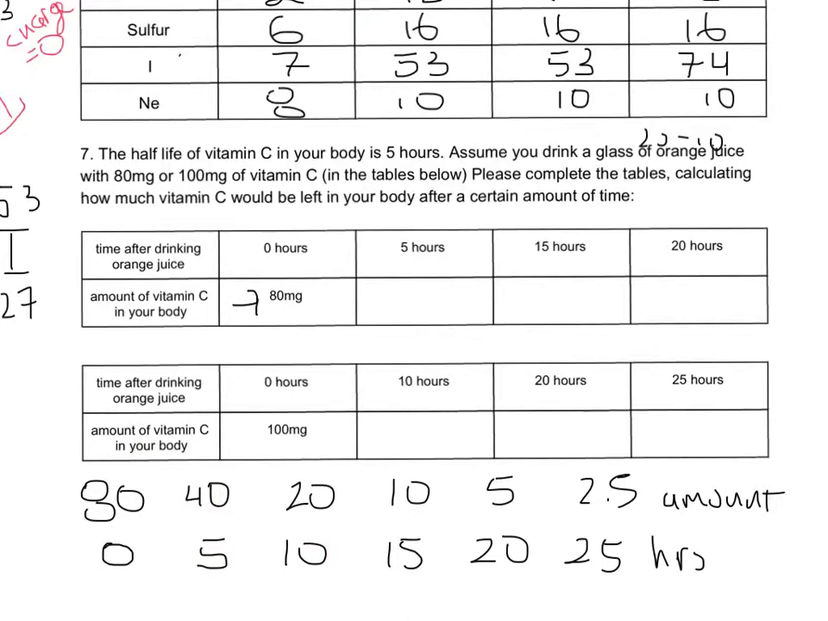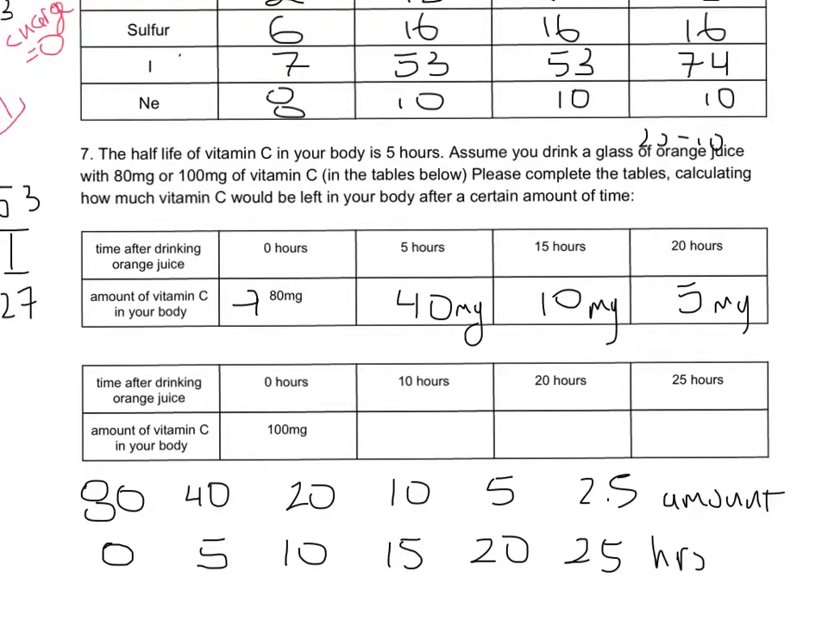So, after 5 hours, how much do we have? We have 40. After 15 hours, we calculated we have 10. And then after 20 hours, we calculated we have 5. And these would all have units of milligrams. Okay. We're going to do the same for if we had 100 milligrams. So I'm going to pause and grab my calculator. I want you to see if you can actually calculate those.